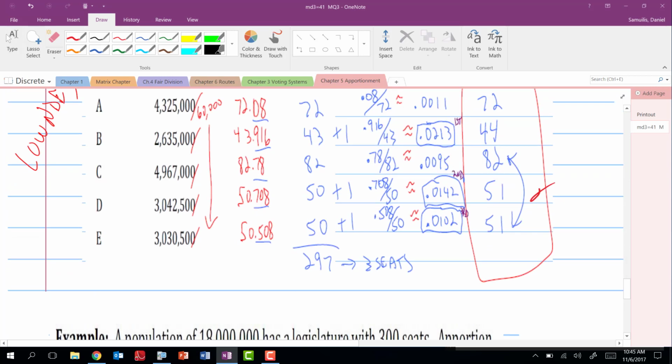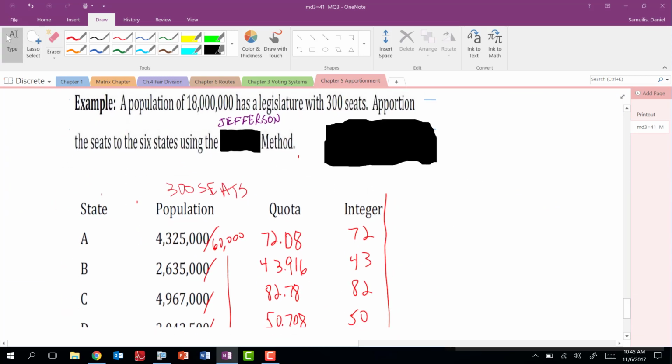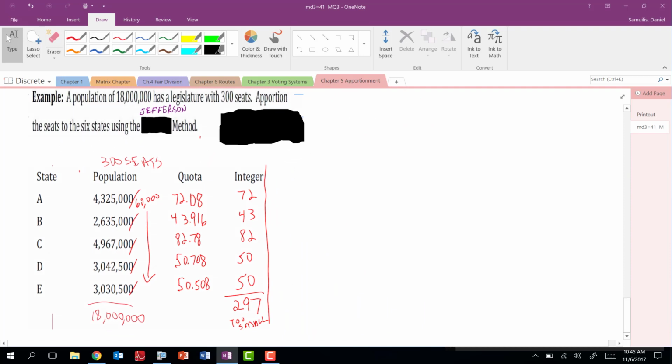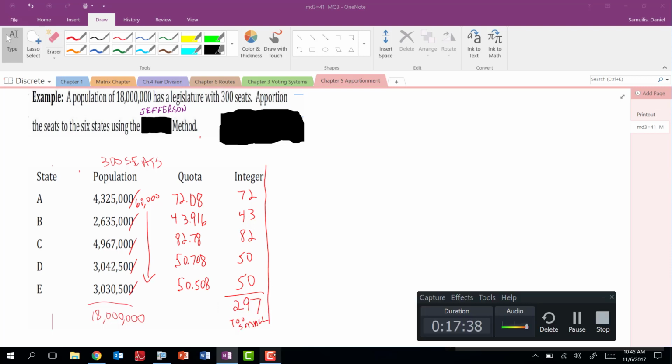Well, now we're going to do the same states. And I don't think with any of the classes I recognize the differences, which we could do. We're going to do the Jefferson method, which has the same first steps again. 18 million people, 300 seats, 18 million divided by 300, 60,000. Divide everyone by 60,000, round down. We're short.